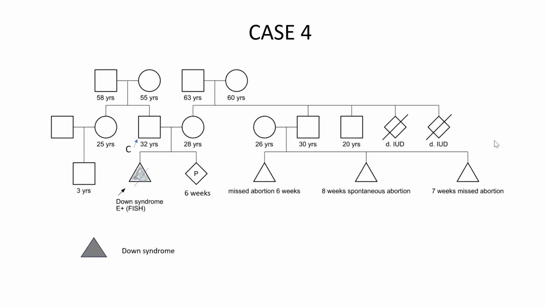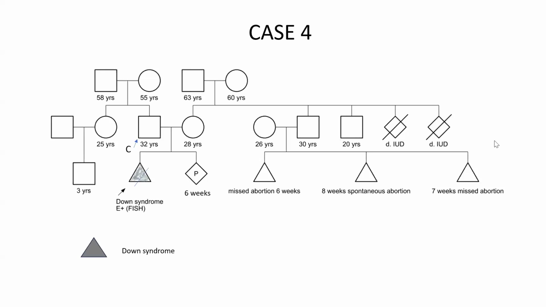A non-consanguineous couple, as we see in the pedigree, currently in their second pregnancy. The husband revealed that the first pregnancy was terminated due to multiple anomalies and multiple soft markers, and products of conception testing by FISH revealed Down syndrome. As we can see, the husband's sister has a son, 3 years old, and he's healthy. And his parents, aged 55 and 58 years, are also healthy.